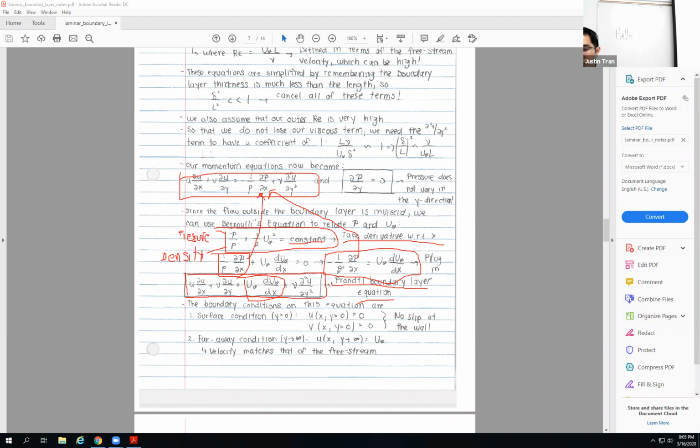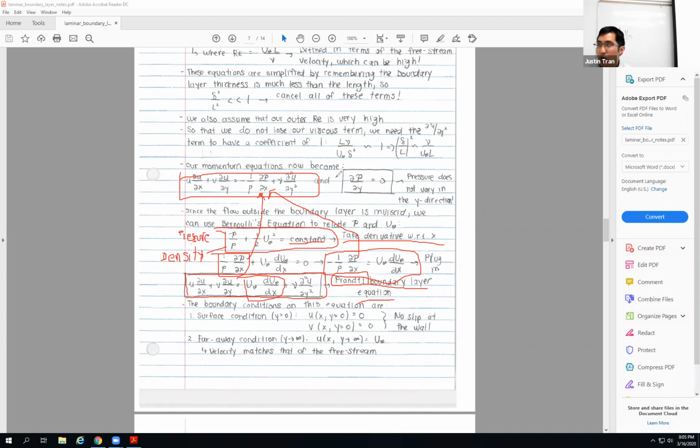Right. Any questions on this version of the boundary layer equation we have so far? Any questions from the Zoom? Okay, so that's the boundary layer equation. So this will kind of be our launching point for the Blasius solution, which I think we'll get to start a little bit today, right?